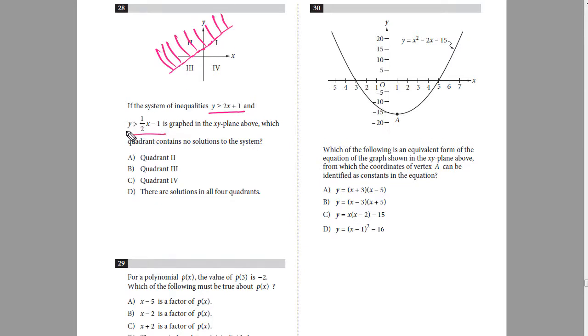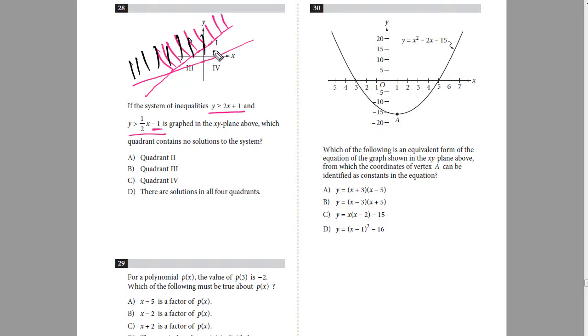Now for the other inequality, y is greater than half x minus 1. So minus 1 is here, because minus 1 is the y-intercept. Now half x, so this line is steeper than this, so this will be less steep. Because the gradient is half, it will be like this. Okay, so now if we shade the region, because it is greater than, I'll shade it like this.